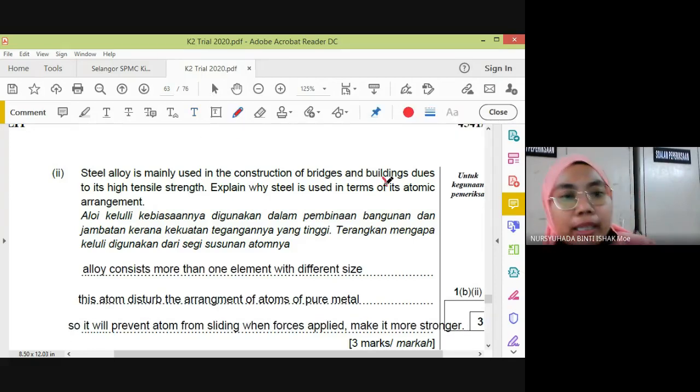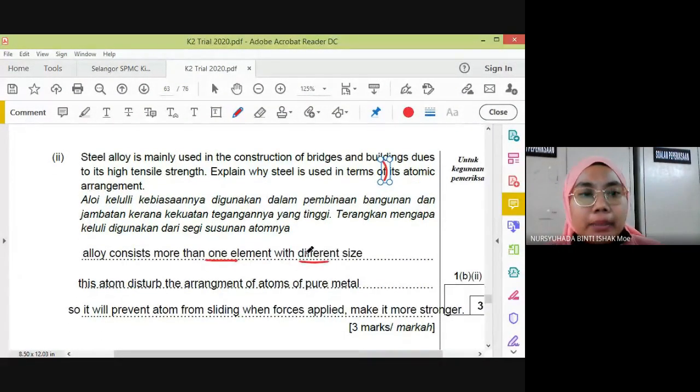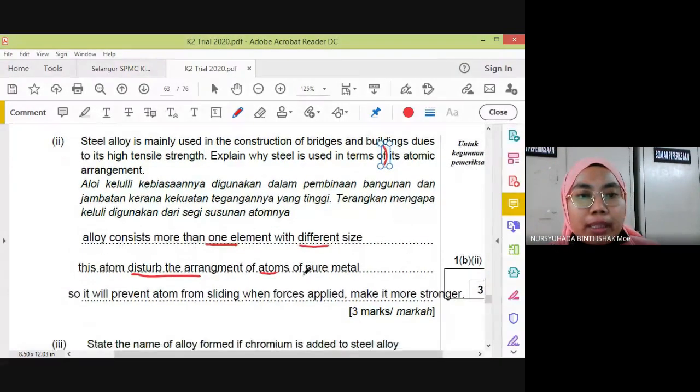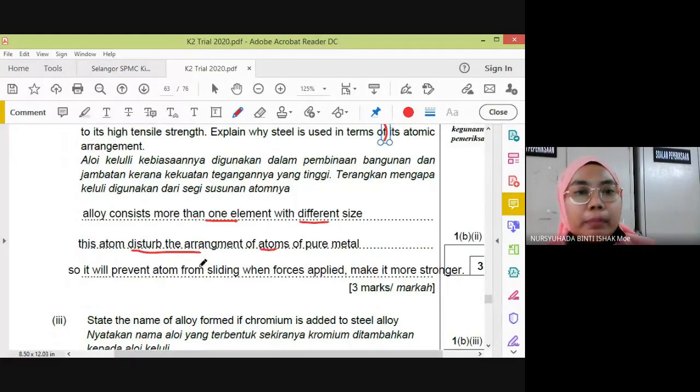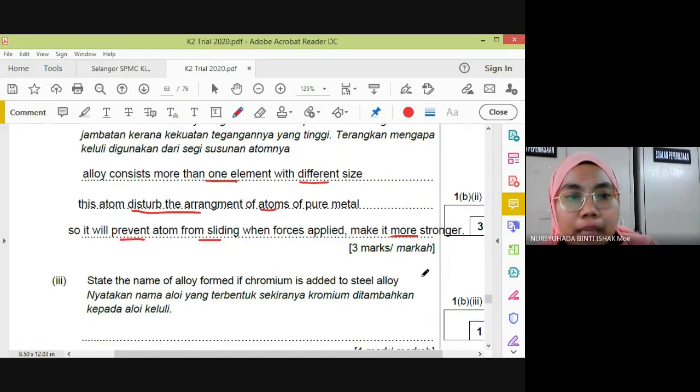Okay, so the keyword yang penting adalah yang pertama. Mesti kamu tulis ada more than one element with different size. Satu. Next, mesti ada dia akan disturb the arrangement of atoms of pure metal. Okay, dia mengganggu susunan pure metal. And then last one, bila the arrangement of atom tu tak sama, dia akan prevent from sliding and then make it more strong. Okay, next. 3 markah dekat situ.